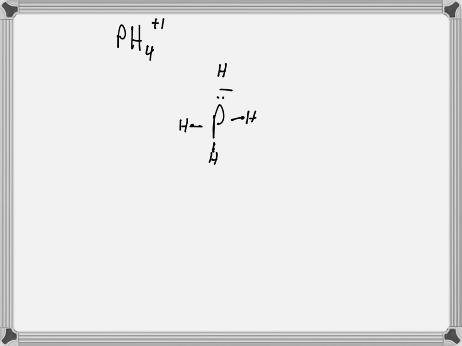So at this point, let's check this. Phosphorus has 2, 4, 6, 8. Does phosphorus have the octet at once? Cool. These hydrogens have what they want because they've got 2. What about that hydrogen? It's got no electrons, so it isn't actually happy.